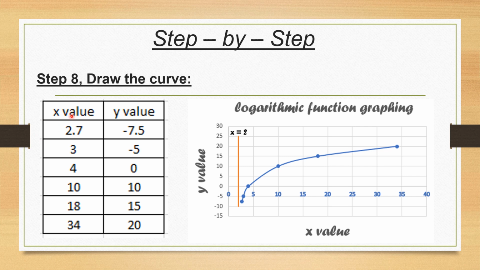So for example, when x is equal to 2.7, y is equal to minus 7.5. When x is equal to 3, y is equal to minus 5. And here we have a graph for all the x values and all the y values. And here is a drawing of the graph itself.